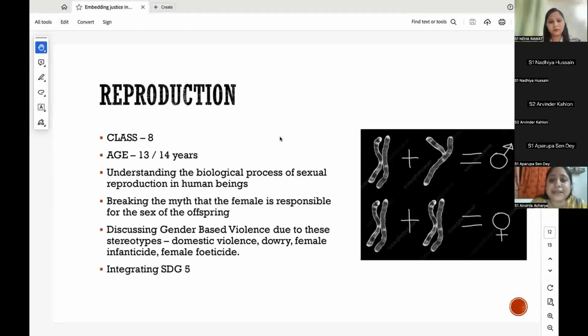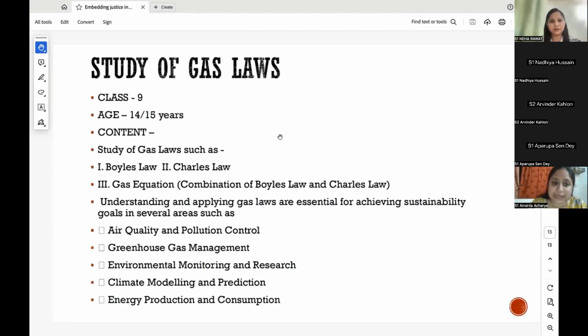So this is integrating with SDG number 5, that is gender equality. Next up we have, for class 9, the study of gas laws. There are different gas laws which will be taught in the class.